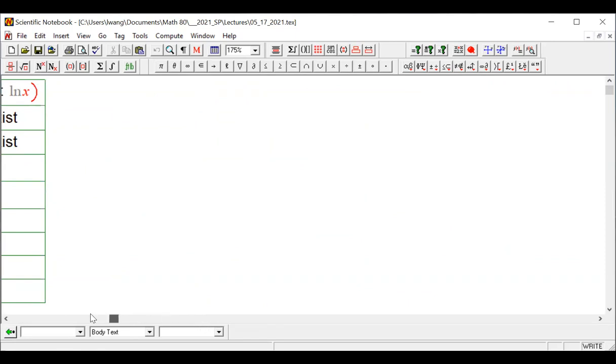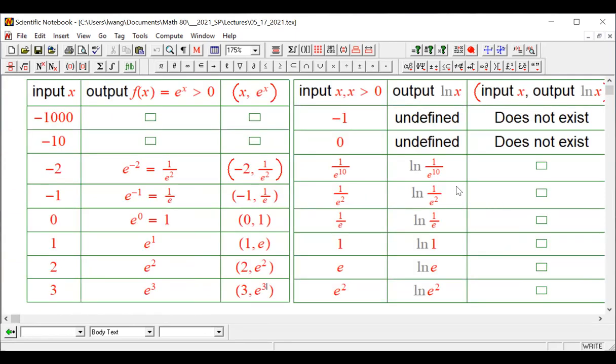Oops, sorry. On this side, what do they equal to? This should be -2, and that equals -1, and that equals 0, and that equals 1, and that equals 2. We've done these things before.